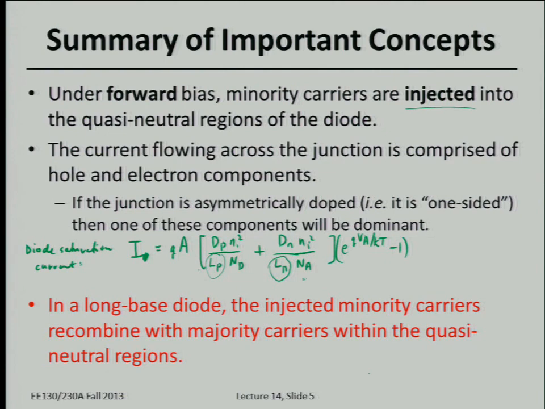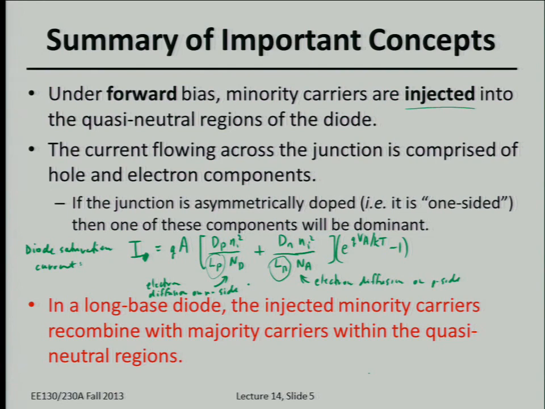So just remember, this is electron diffusion on the p side. That's the term, and then this term is electron diffusion on the n side. Okay, so if Na or Nd, one of these is much larger than the other, usually only one of these terms is going to be significant compared to the other.